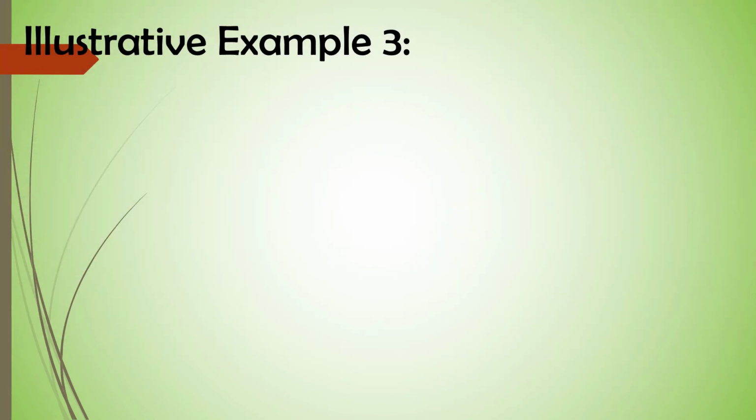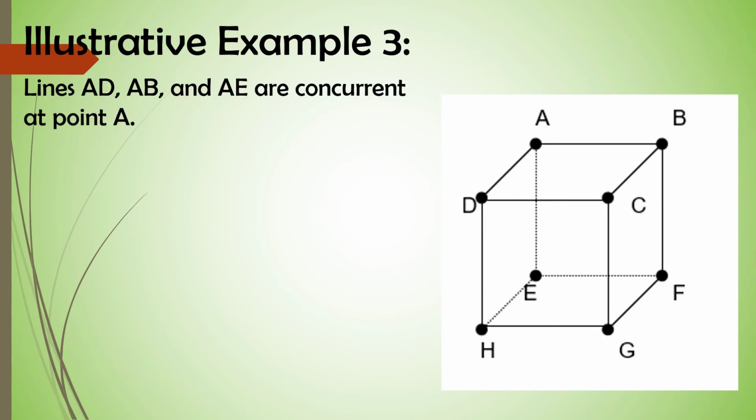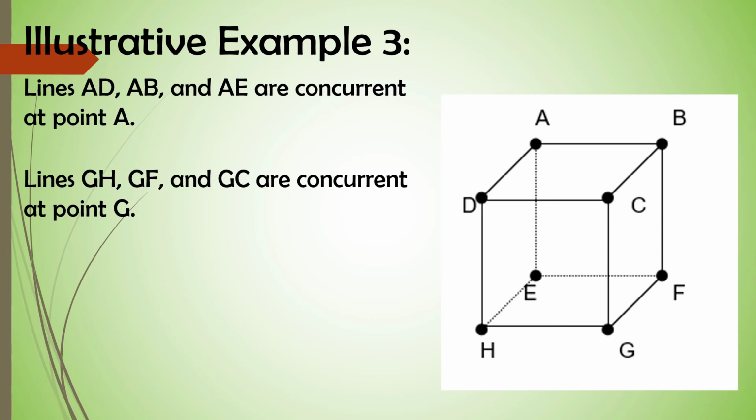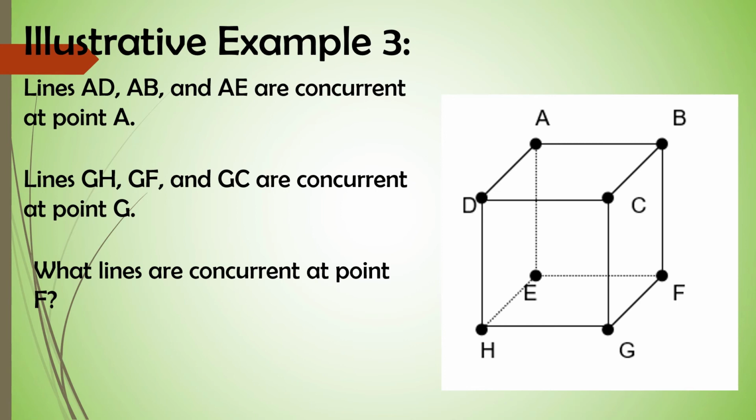For illustrative example 3, the same figure will be used, but we'll illustrate the concurrent lines. So we have lines AD, AB, and AE are concurrent lines. They are concurrent at point A. Lines GH, GF, and GC are concurrent lines at point G. Now, what are the lines concurrent at point F? These are the lines FE, FG, and FB.